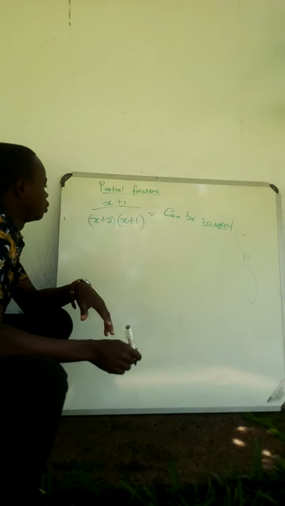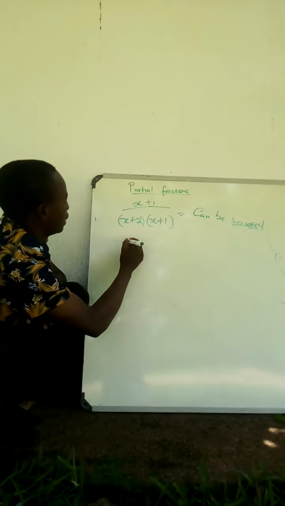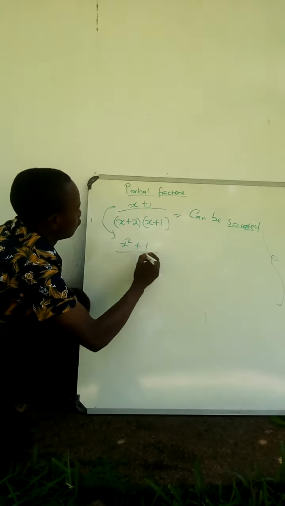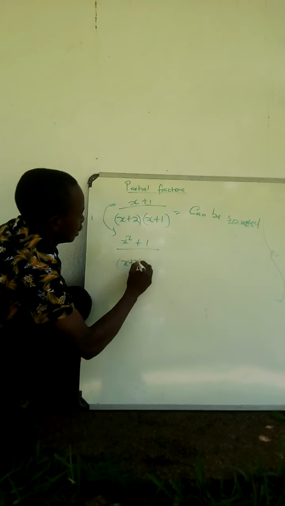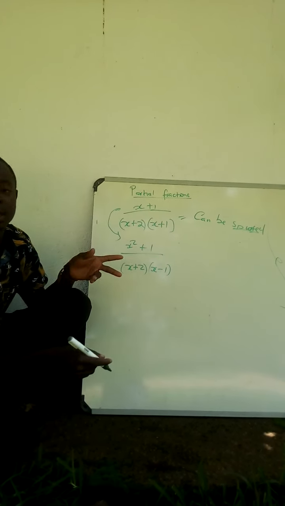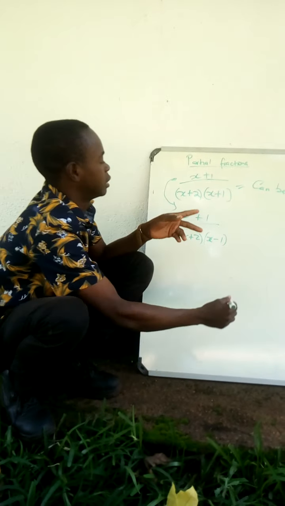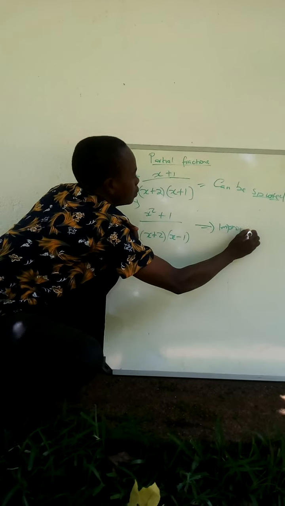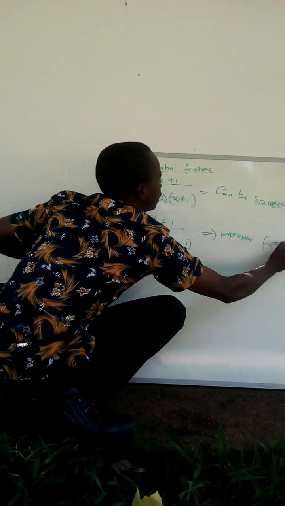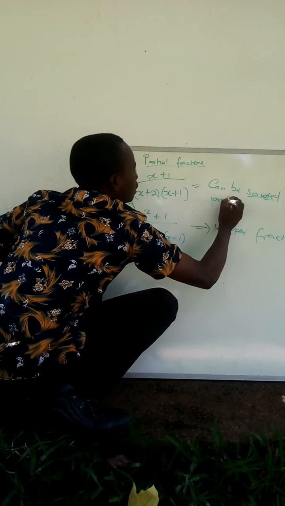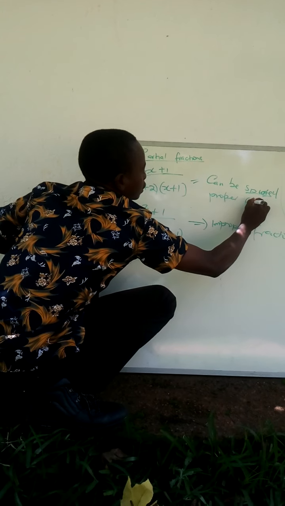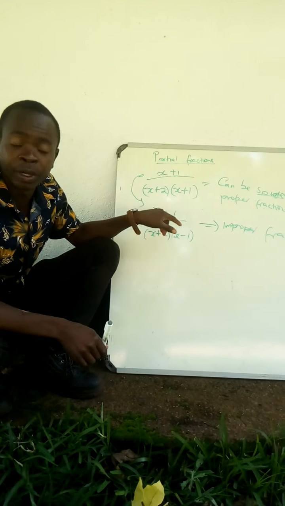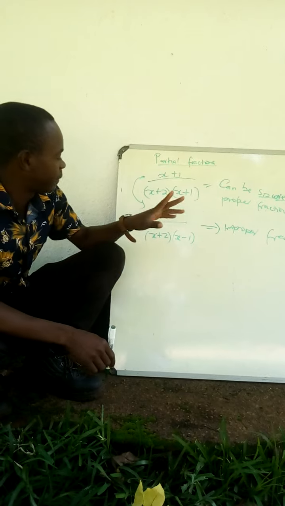However, you can have a situation where the numerator is x squared plus 1 over (x plus 2)(x minus 1). In this case, this is an improper fraction, and the previous one is a proper fraction. So for you to change this one into partial fractions, you first of all need to divide.